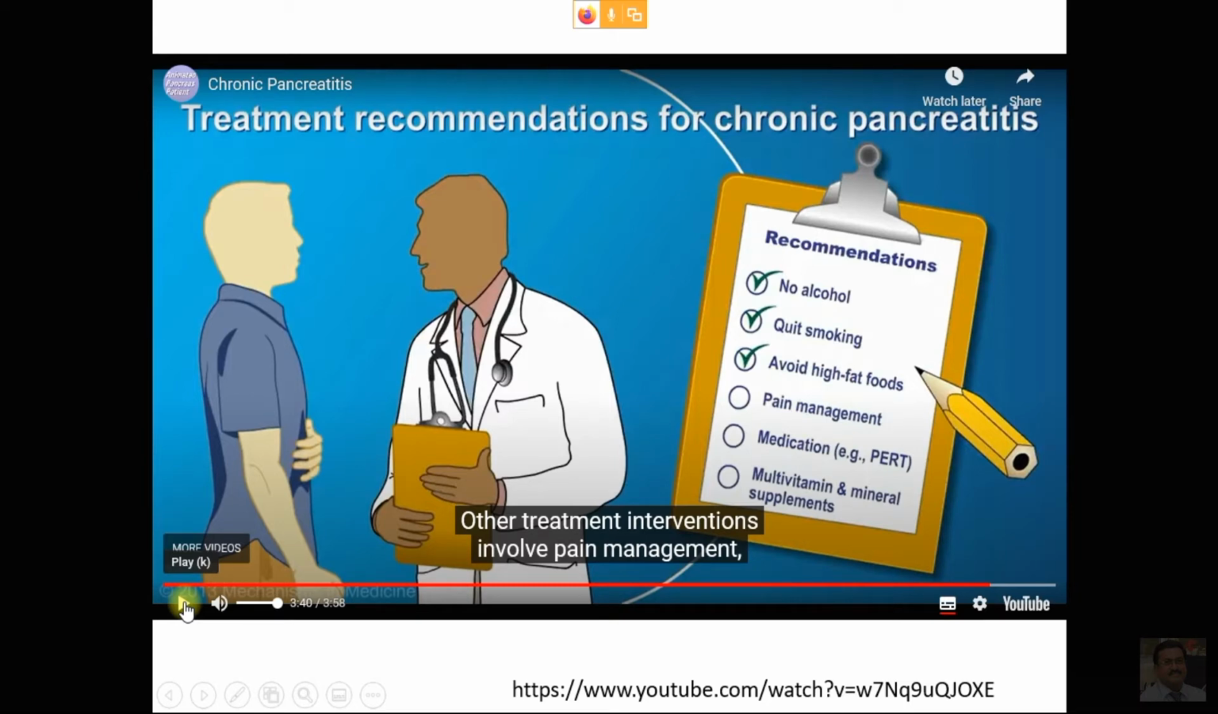This medication: they will give some medication, like antacids. And if you're not able to digest the lipid, and due to that you have more diarrhea, they will give medication for that. And multivitamin and mineral supplements, because due to the digestive problem, you are not able to digest the fat, and normal metabolism is not achieved, so you are deficient in mostly all the vitamins and minerals.